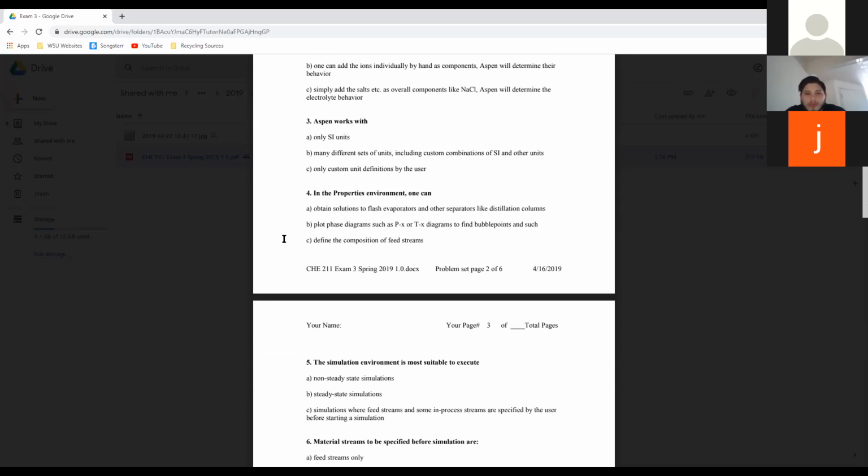And we've seen before, Aspen works in 2 different areas. We have our properties environment, and then we have our simulation environment. Properties is where we've set up all our components, property methods, interactions, chemistries, all sorts of things. So we can see the solutions that we know are in our simulation environment. So that's out of the table. Phase diagrams are PX and TX diagrams. We've actually done this in class, so we know that's good. And then define compositions of feed streams. Again, we've seen that would be for our simulation environment. So really, it's only B.